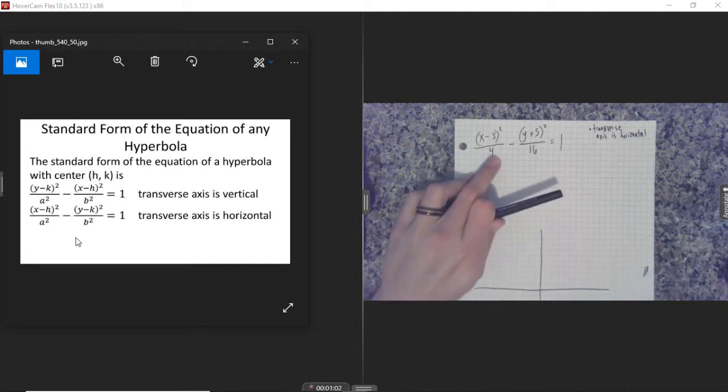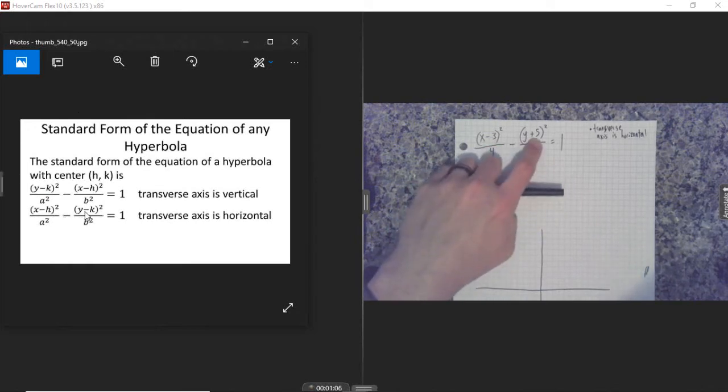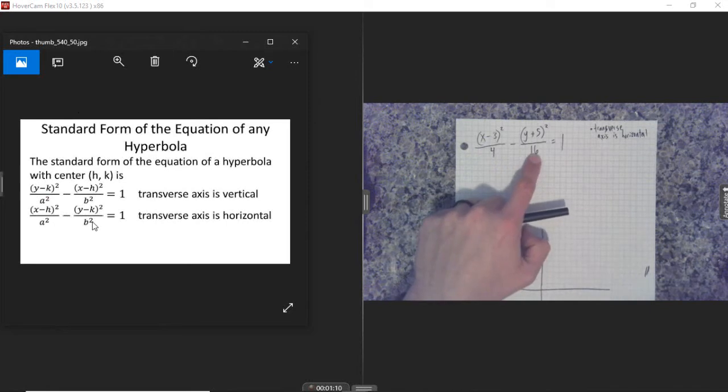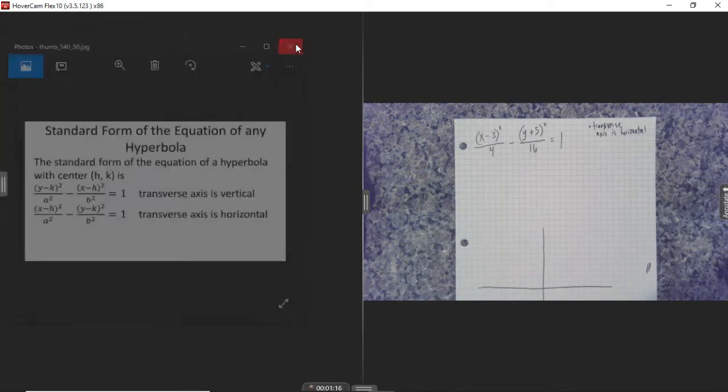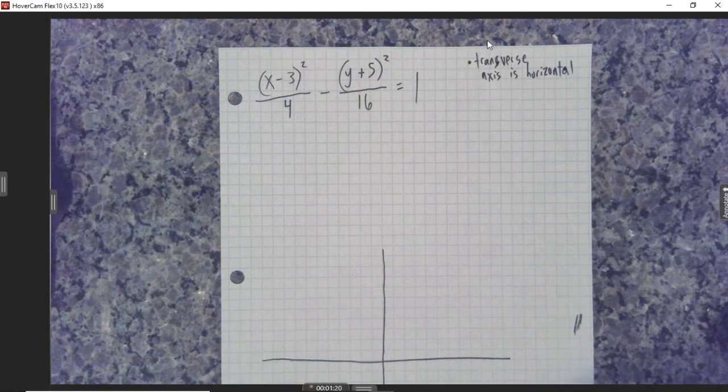We can probably remember that, right? This is h, that's your k, that's your a squared, that's your b squared. So you have it here in case you need to reference it, but I'm going to expand it so we can see a little bit more. Your transverse axis is horizontal.